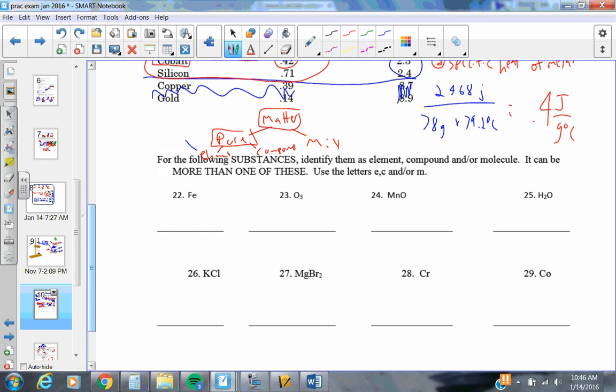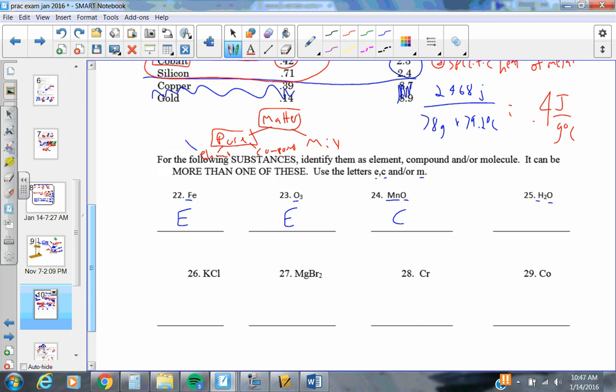I am looking for elements, compounds, or molecules. Molecules are two or more atoms tied together. Let's just do the element or compound game first. One capital letter, that is an element. One capital letter, that's also an element. This one has manganese and oxygen. It's two different things tied together. That must be a compound.